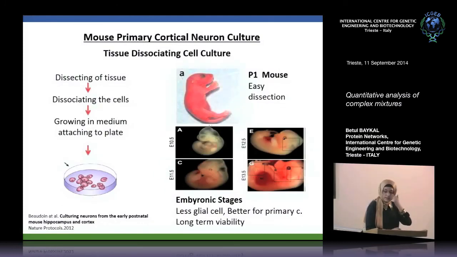So the second cell system was the neurons. For that, I used the normal tissue dissociation cell culture. I first started with the P-mod mouse.